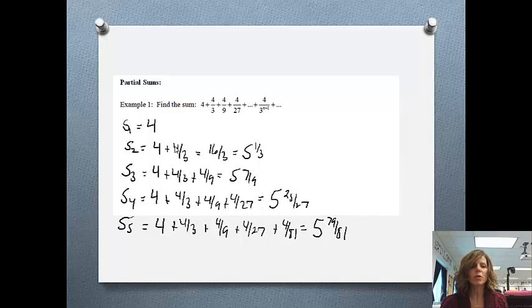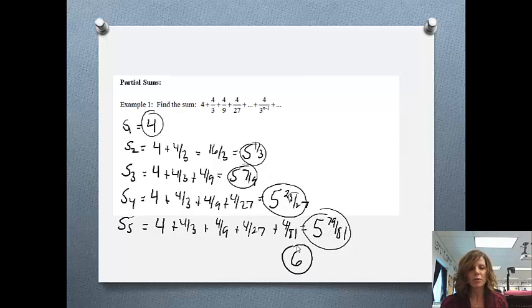So what we're trying to do is figure out these numbers. Is that sum getting closer to a specific number? And I noticed that I did have 5 1/3, and then 5 7/9, and then 5 25/27, and then 5 79/81. I noticed that that fraction is getting closer and closer and closer to 1. So eventually, this sum should approach 6. So the sum of this infinite series would be 6.